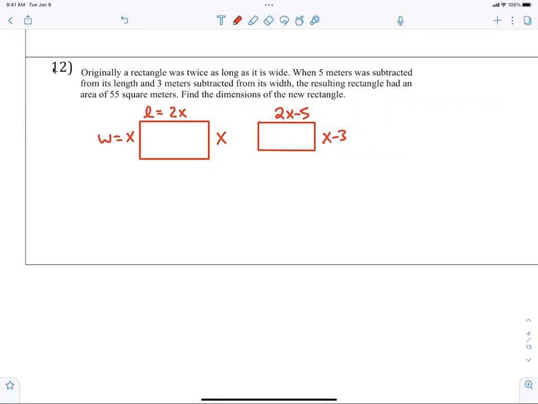Here we go. I want the area. How do I find it? What am I multiplying? So it'd be what?